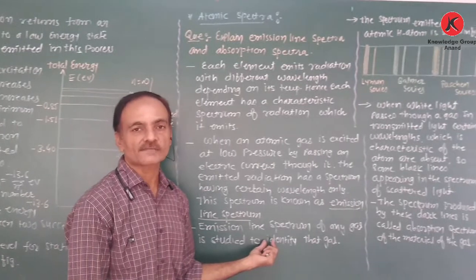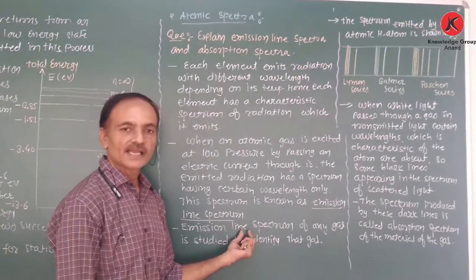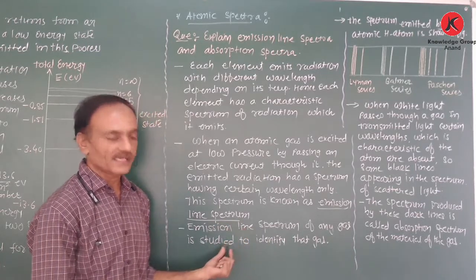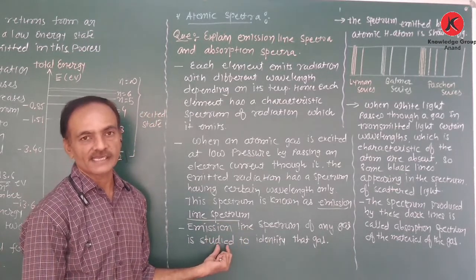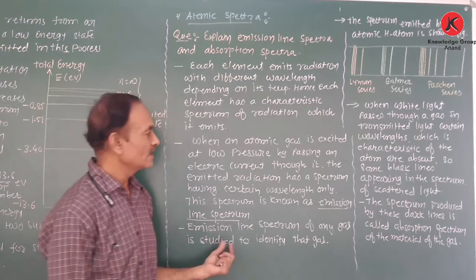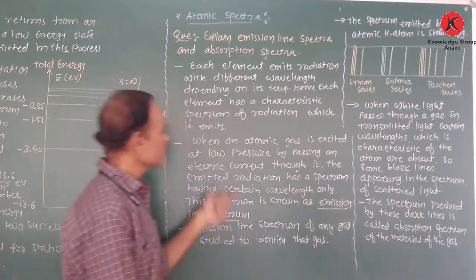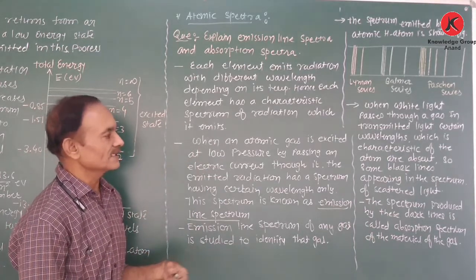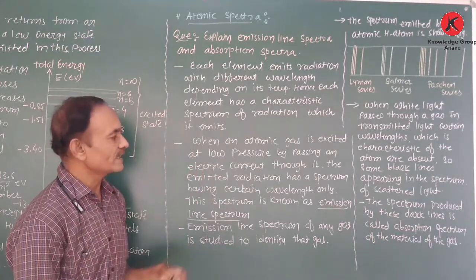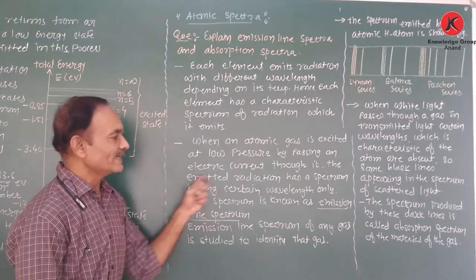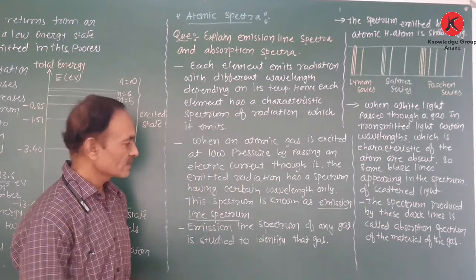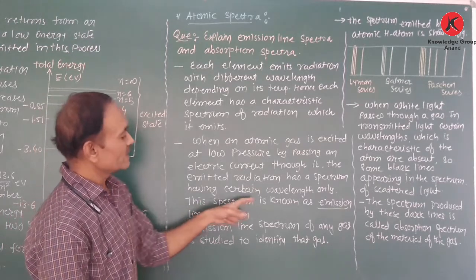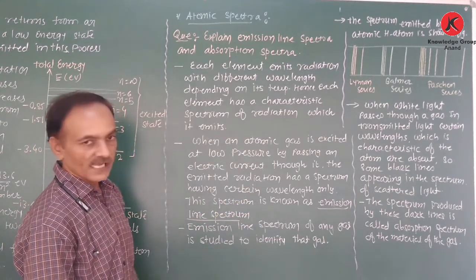What is the importance of the emission spectrum? From the study of the emission spectrum, we can identify any gas. Again, what is the emission spectrum? When an atomic gas is excited at low pressure by passing an electric current through it, the emitted radiation has a spectrum having certain wavelengths. This spectrum is known as the emission line spectrum.